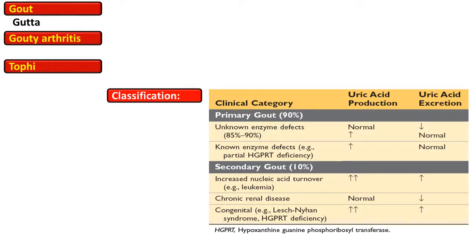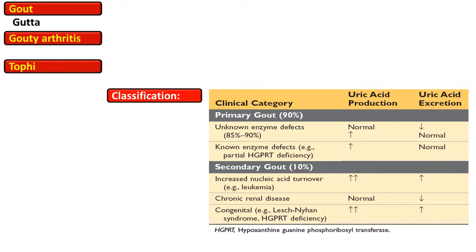The classification of this disease can be into two categories. One is primary gout and another is secondary gout, based on two pathogenetic mechanisms. As we know, if the uric acid metabolism is disturbed, it is going to produce gout. But there are two important steps in this metabolism. One is the production of uric acid, another is the excretion of uric acid.